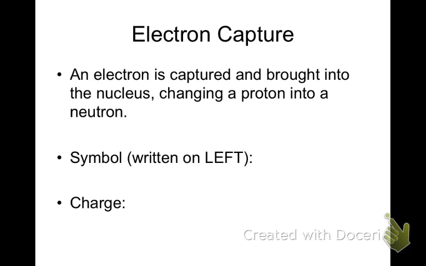Okay, and so finally, we're going to talk about electron capture. So starting off with what is it? So what is it? This is actually kind of what happens, but an electron is captured and it's brought into the nucleus. So this is the what happens portion, is that a proton and the electron turn into a neutron.